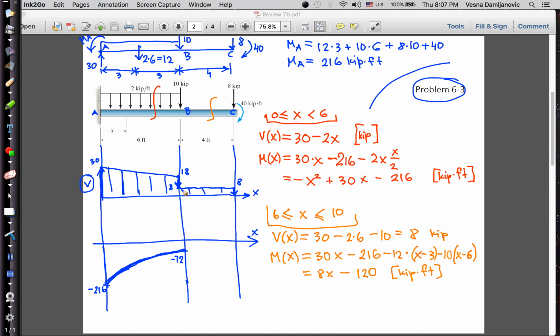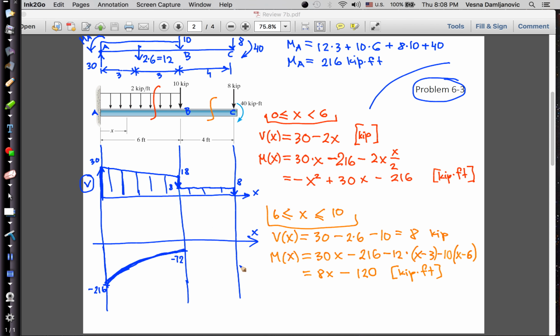What we know, though, is that for the rest of it, because the shear is constant, this line will have a slope, but it will be a straight line. For this section, we need to look at this equation and plug in 6. When we plug in 6, we get 72. So 6 times 8 is 48, minus this is minus 72. That matches, so it's right there.